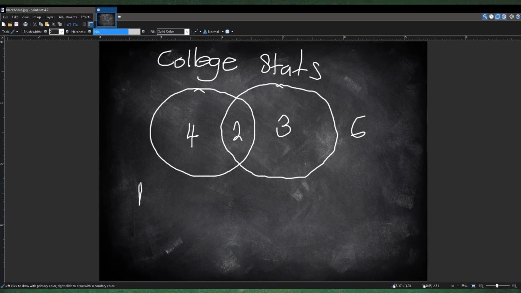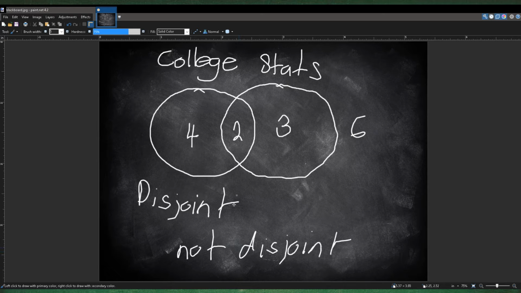The next thing we're going to talk about is disjoint. Disjoint would be like if both events cannot happen at the same time. So in this example, where we take college and stats, this is not disjoint. In this case, in context, always put it in context, disjoint would mean you cannot take college and stats at the same time, but you could. There are 2 people right here that are in college that are taking stats, so this is not disjoint.